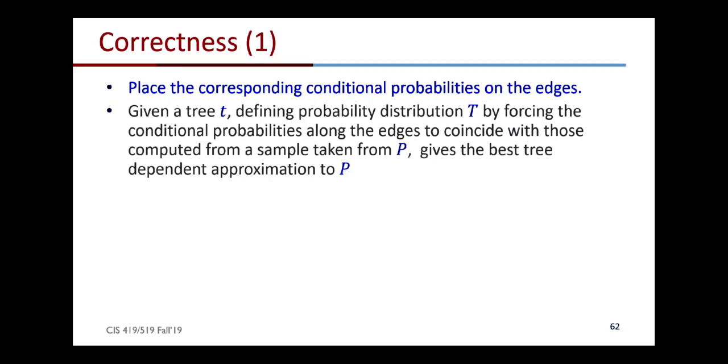So believe the structure for now, believe that I learned the right structure, and I'm going to show that placing the corresponding conditional probabilities on the edges, the empirical conditional probability, is the right way to make this a probability distribution. So what is the problem we're having? Given a tree, T, the structure is given to us, defining probability distribution, capital T, by forcing the conditional probabilities along the edges to coincide with those computed from the sample, gives the best tree-dependent distribution. That's what I'm showing.